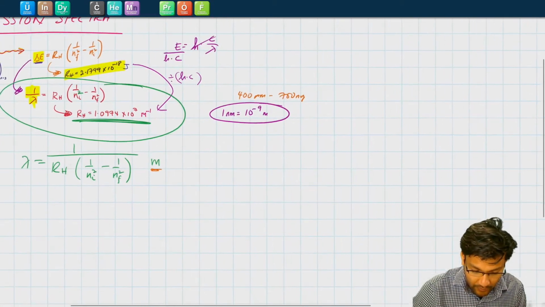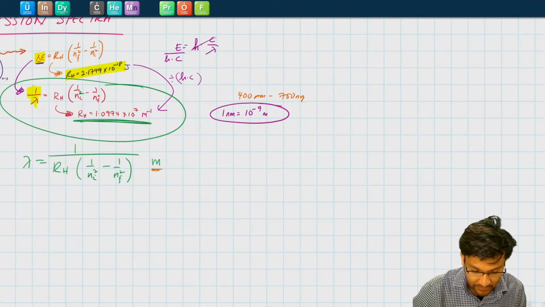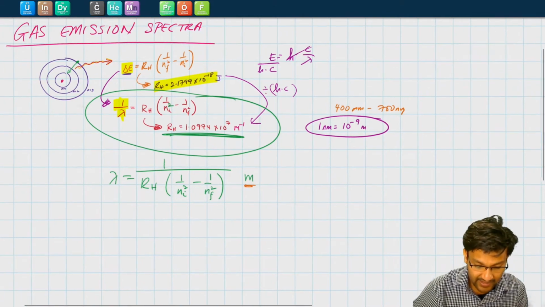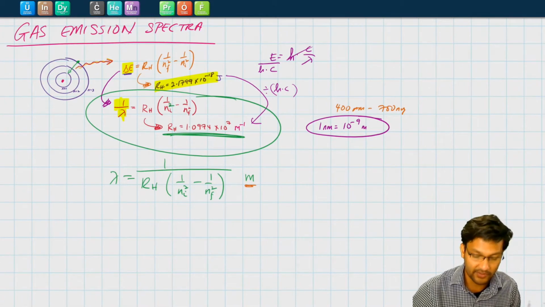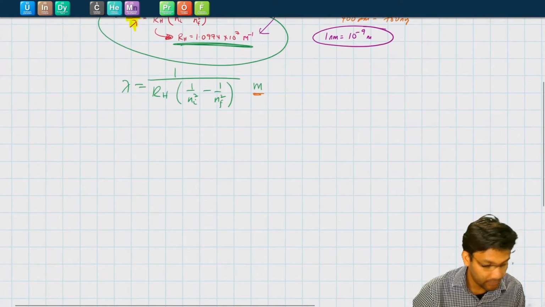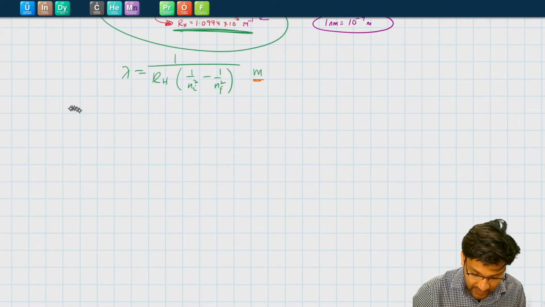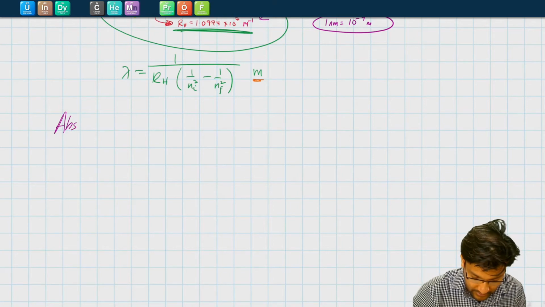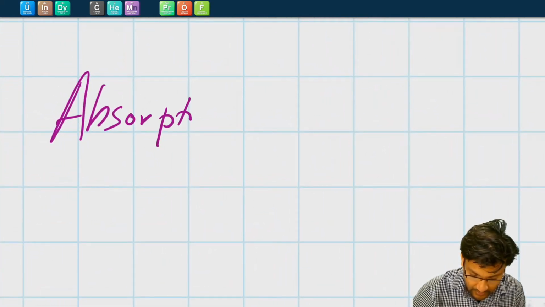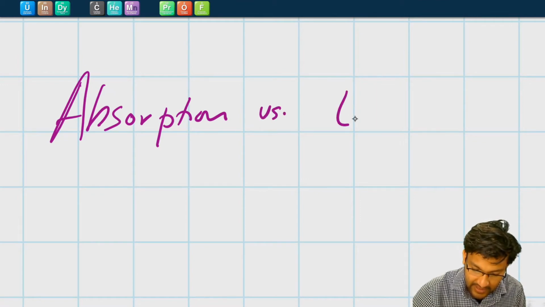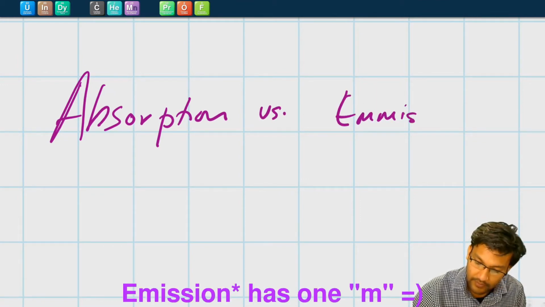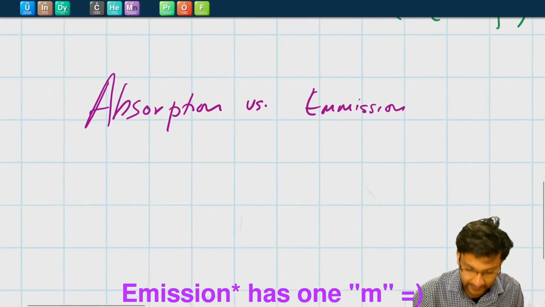So in our lab, we'll explore, in this virtual lab, we'll explore the different emission lines for a specific gas, and then we'll need to calculate the various wavelengths of energies that it emits. The other thing that I wanted to point out was the difference between absorption, hang on, let me zoom in a little bit there, absorption versus emission. I hope I spelled that correctly.